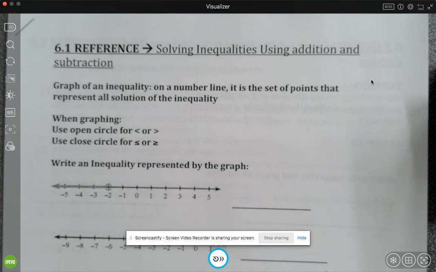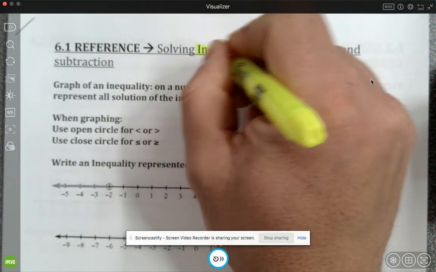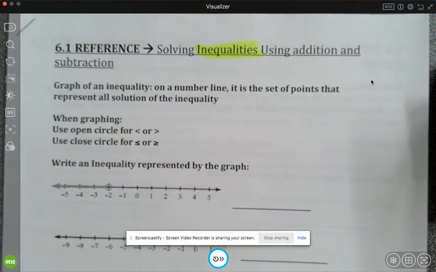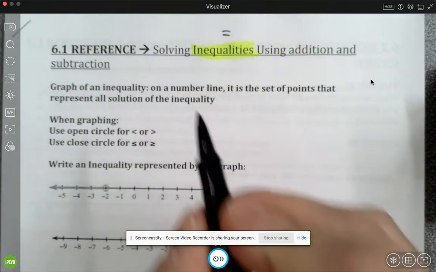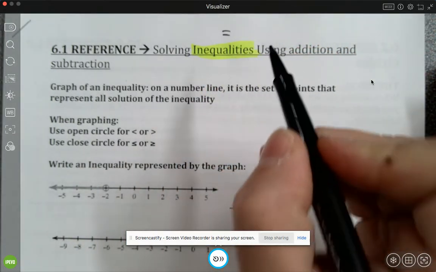All right, in today's video reference, we're going to learn a new chapter, solving inequalities using addition and subtraction. So basically, when you're solving an inequality, let's go back and just think about that term inequality for a second. It means that instead of having an equal sign, which is an equal equation, you have an inequality sign.